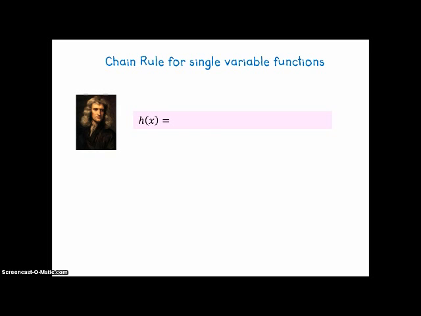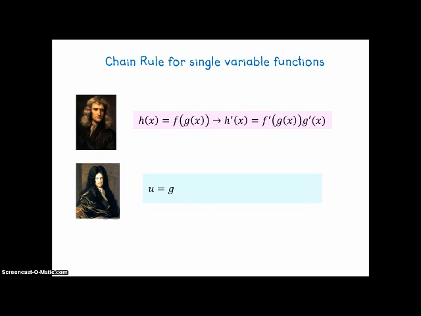In Newton's notation, we have h of x equal f of g of x. Then the derivative of h is the derivative of the outside function f of the inside function, and then times the derivative of the inside function, 3 steps. In Leibniz notation, if u is f of y and y is g of x, then du/dx equals du/dy times dy/dx. Notice that du/dy is equivalent to f prime of g, and dy/dx is equivalent to g prime.